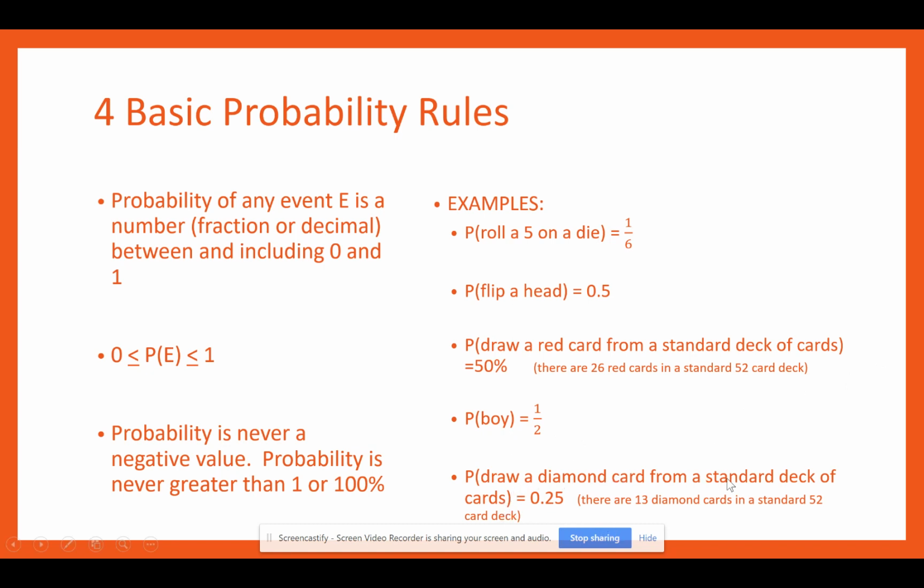Draw a diamond card from a standard deck of cards. Again, there's 52 cards in the standard deck. 13, or 1/4, of those are diamonds. So that's 0.25. And you'll notice probability can be written as a fraction, a decimal, or a percentage.